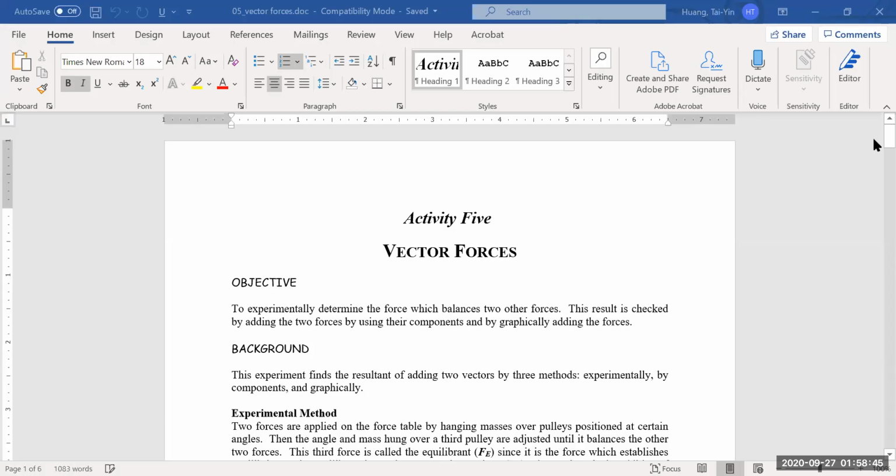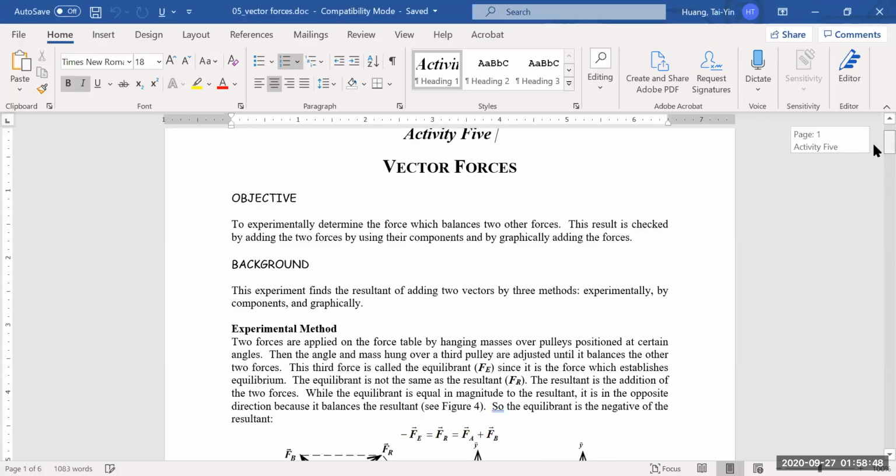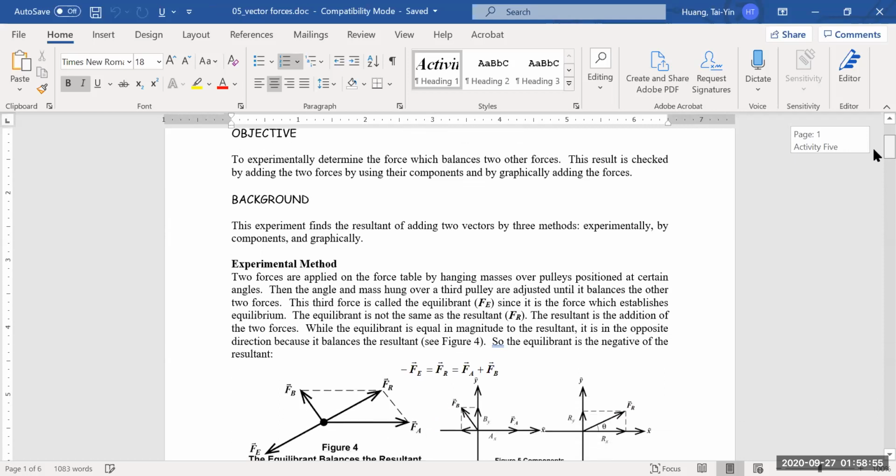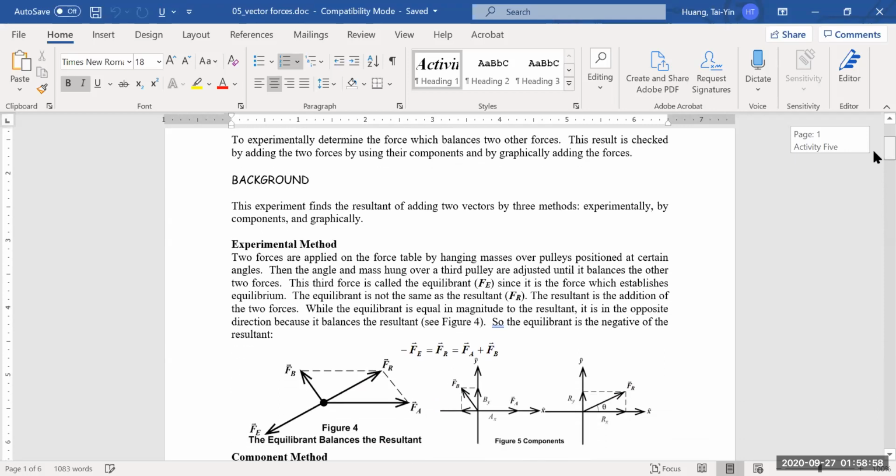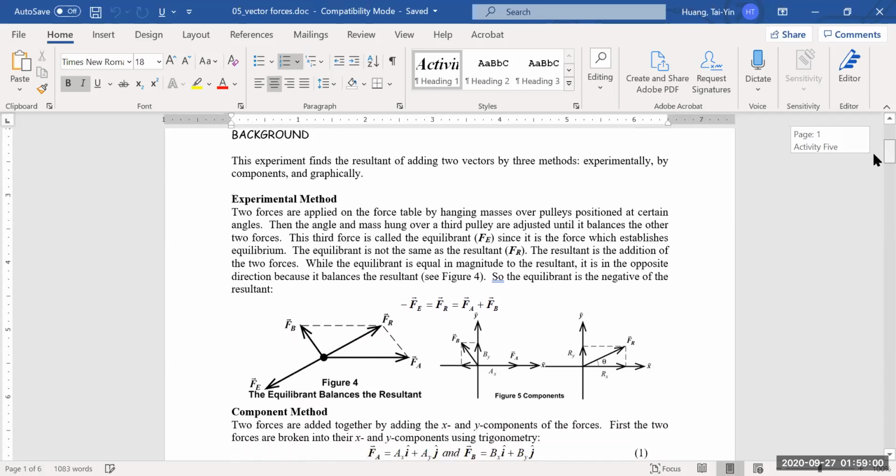So let me bring this up. Vector forces. Basically the goal is to find the third force that balances the two given forces, and there are several ways to do it. The first one is called the experimental method, which means that you're given a force table and you're given two known forces, and then you're going to experiment and find the third force that balances the two.